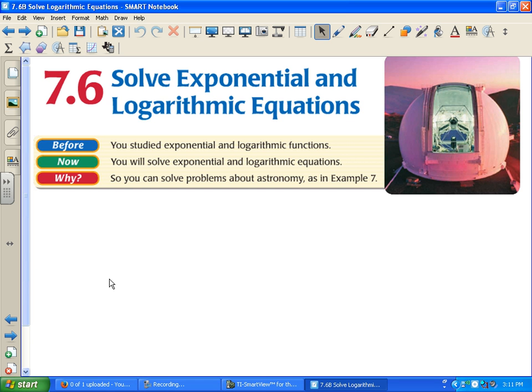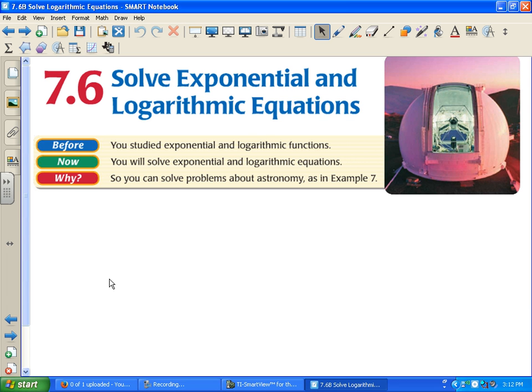Howdy. We are at the end of the end for Chapter 6. So this is the closeout, el finale, before we get into our review and ready for our exam on this. Today is going to be Chapter 7.6, Part 2. We looked at solving exponential equations yesterday. Today we're going to be looking at solving logarithmic equations.